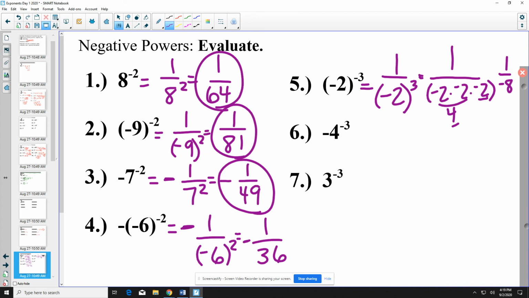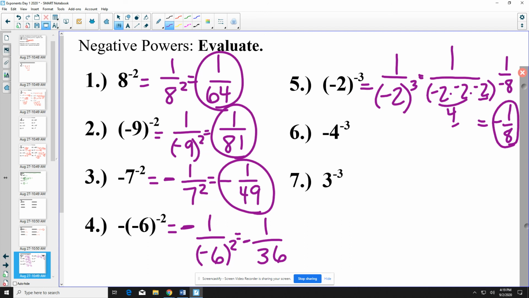We do not normally leave the negative number in the denominator. So just think of this as a positive 1 divided by a negative 8. A positive divided by a negative is a negative. I would just say it's negative 1/8.